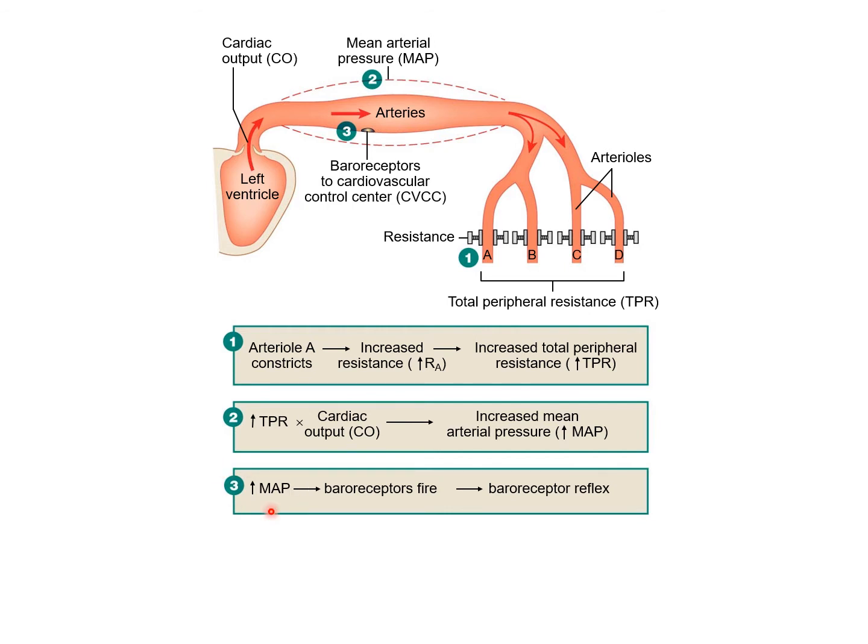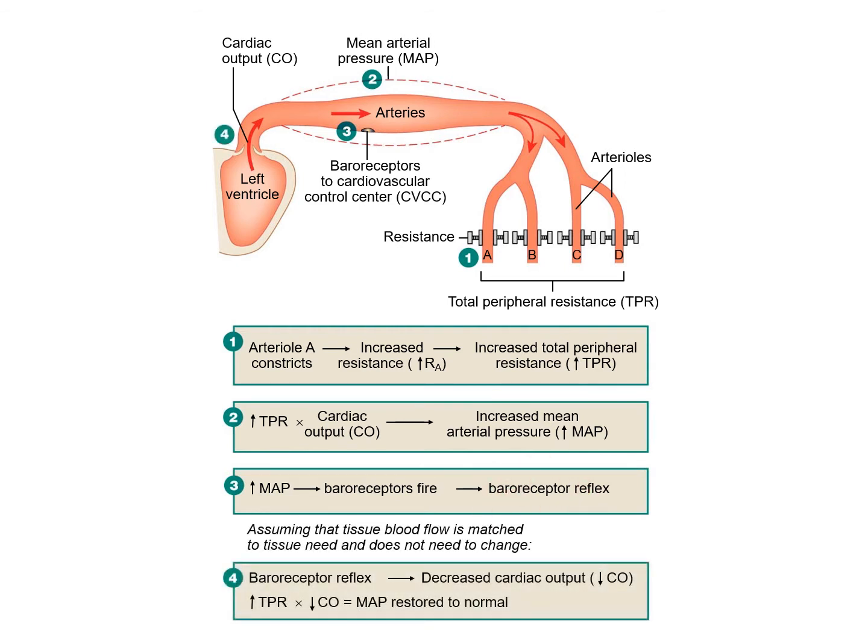If we have an increased mean arterial pressure, the baroreceptors are going to fire more often, send it to the MCCC. That's going to fire off what we call the baroreceptor reflex, in this case a parasympathetic response. That parasympathetic response is going to slow the heart down, decreasing cardiac output. We will see some ancillary effect in the peripheral resistance, but mostly when it comes to the parasympathetic, it's the cardiac output. And so by reducing cardiac output, we return mean arterial pressure to normal.